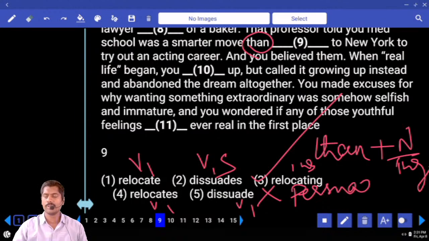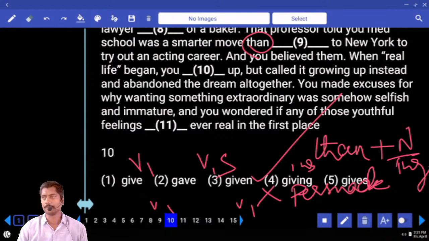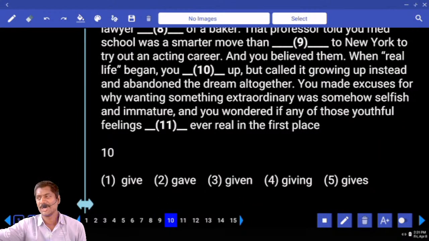What is the meaning of dissuade? Dissuade is the opposite of persuade. Again, don't ask me what is persuade. Yesterday only we discussed. Persuade means convince. Convince somebody is called persuade. Opposite, not able to convince or discourage. So answer is relocating. Relocating to New York to try out an acting career.